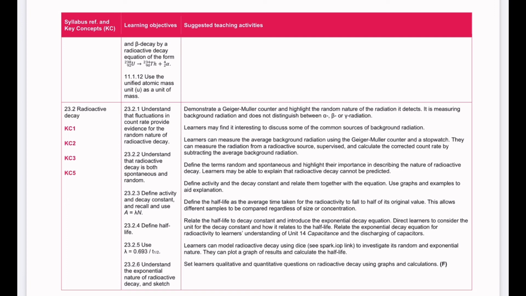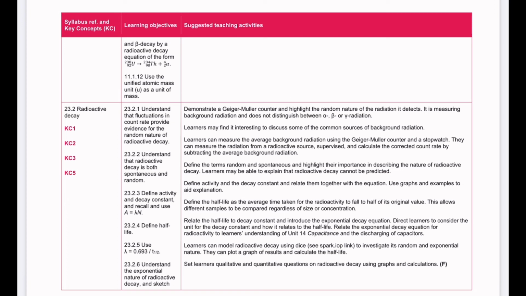Key concept. 23.2. Radioactive decay. Learning objectives. 23.2.1. Understand that fluctuations in count rate provide evidence for the random nature of radioactive decay. 23.2.2. Understand that radioactive decay is both spontaneous and random. 23.2.3. Define activity and decay constant, and recall and use A equals lambda N.